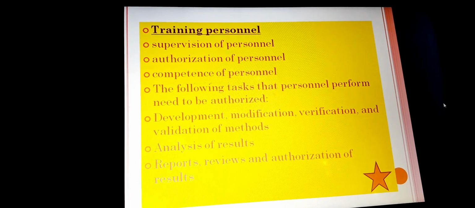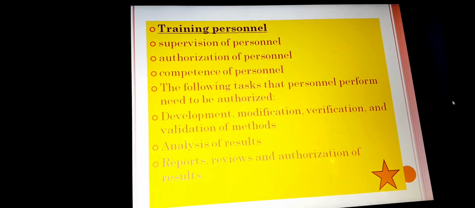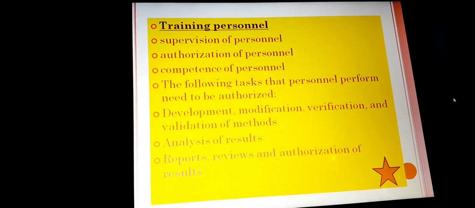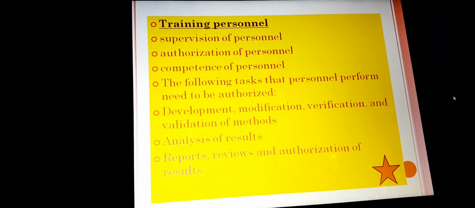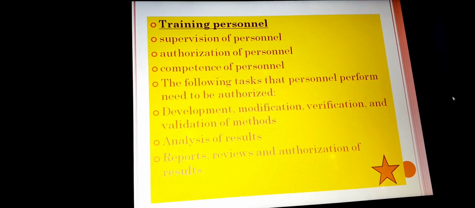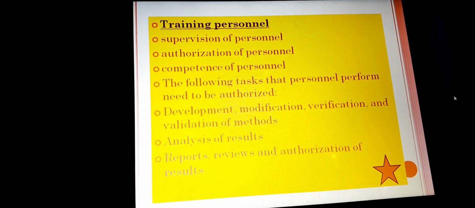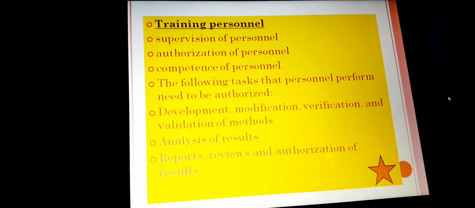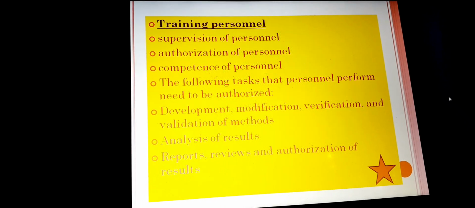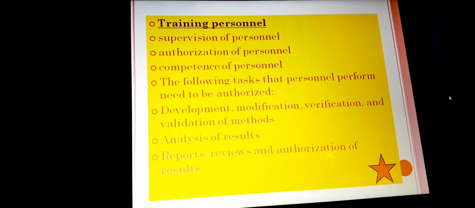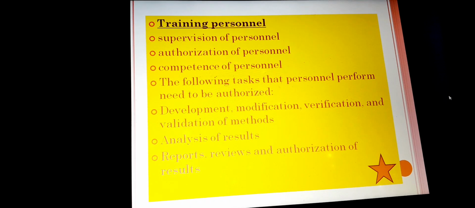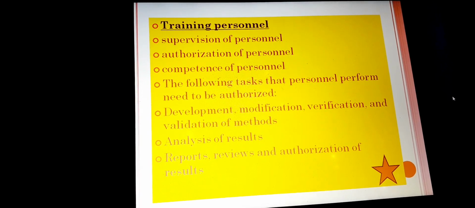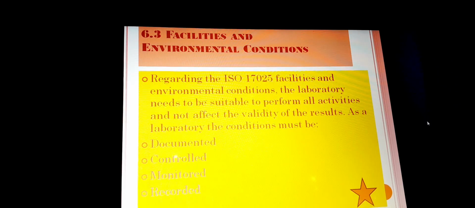Then come to the training of the personnel. The training section includes the supervision of personnel, authorization of personnel and competency of personnel. The following tasks that the personnel perform need to be authorized by management and in the internal audit. The development, modification, verification and validation of methods also need to be checked by management, as well as the analysis of results, report review and authorization of results.